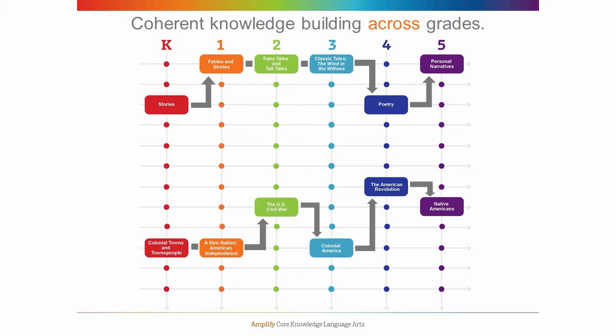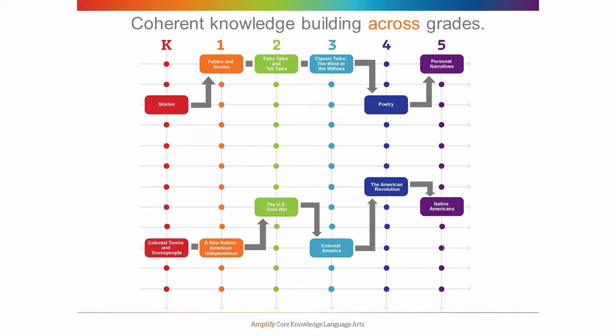Well, how might that work then when we talk about this idea of coherent knowledge building across the grades? Well, we could also take the same idea and let's look at kindergarten and grade 1 in this example. So let's say in kindergarten I'm going to do a unit on colonial towns and townspeople. And in kindergarten we're going to talk about who they were and how they lived and maybe some of the things about what they ate and what they wore, how they functioned as a community.